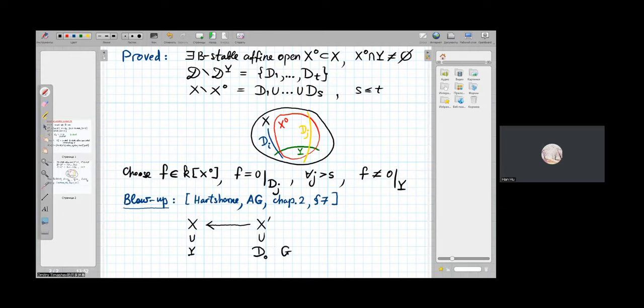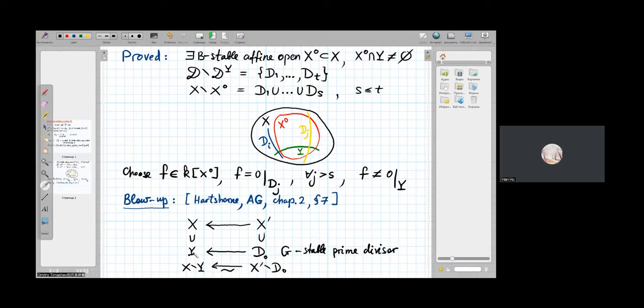A G-stable prime divisor, which is called the exceptional divisor, which is mapped onto Y. And the complement of this divisor, X prime minus D naught, is mapped isomorphically onto the complement of this orbit Y. So in brief, what does it mean? This means that outside Y and outside this divisor D naught, X and X prime are the same.